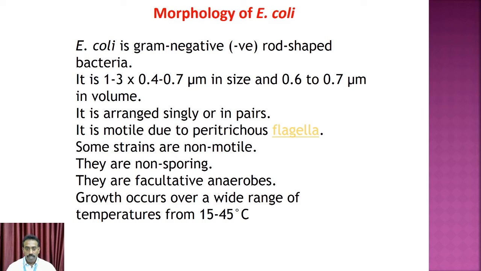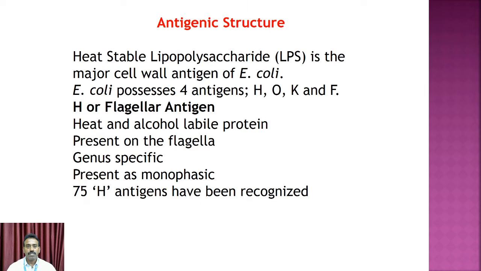They are facultative anaerobic organisms and grow over a wide range of temperature, 15 to 45 degrees Celsius. Antigenic structures. The heat-stable lipopolysaccharide is the major cell wall antigen of E. coli. E. coli possesses 4 antigens: H antigen, O antigen, K antigen, and F antigen.